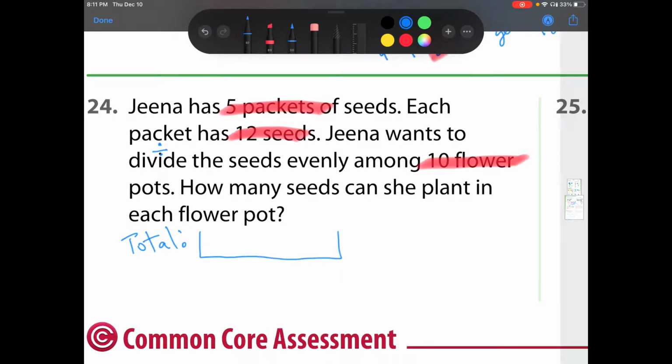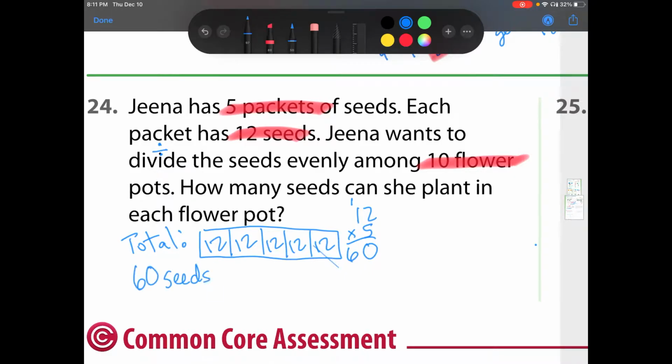So I'm going to draw a model that's going to show us 5 packets, 5 containers. So here's my 5 containers, and each packet has 12 seeds in it. So what does this look like? It looks like 12 plus 12 plus 12 plus 12, which is repeat addition, which is multiplication. So I'm going to do 5 groups of 12. 5 times 12. 5 times 2 is 10. Regroup the 1. 5 times 1 is 5, plus 1 is 6. So how many seeds are there? There's 60 seeds total.